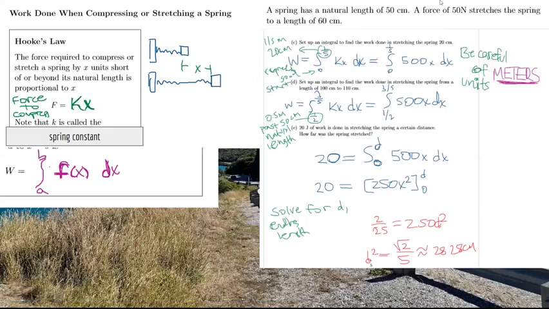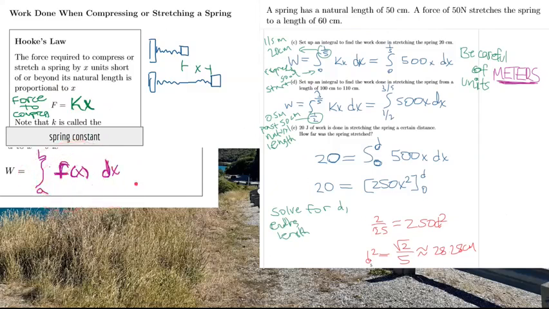We're trying to find the work done by a spring. The force for a spring is k times x. k is the spring constant. It will always be given to you. Well, actually, it might not be. You might have to solve for it, but that's not really that hard to do.